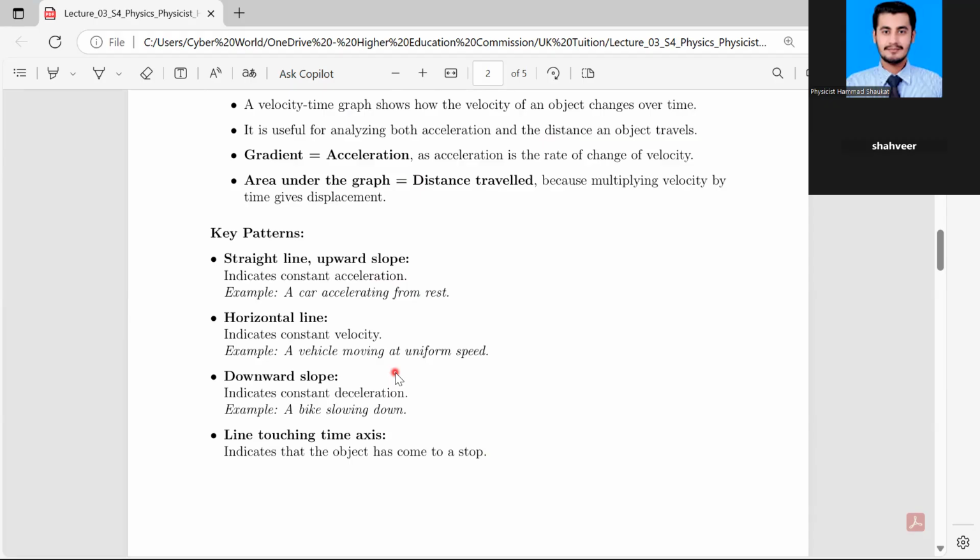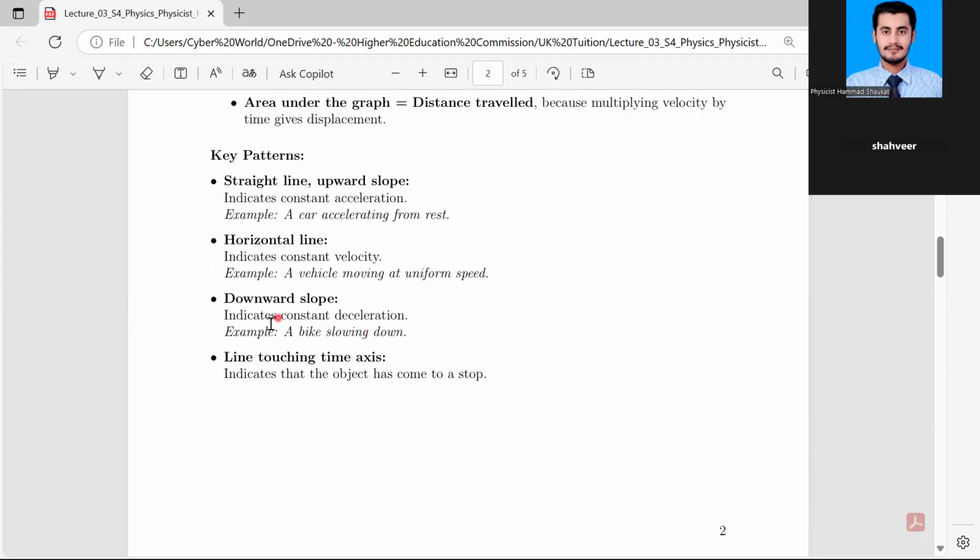So we can say basically this gives you the constant velocity. And again, if the slope is downward, this means deceleration. Okay. You know what is deceleration? If a velocity is decreasing. Am I right? Okay, perfect.